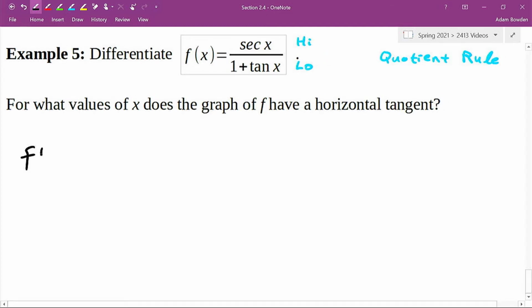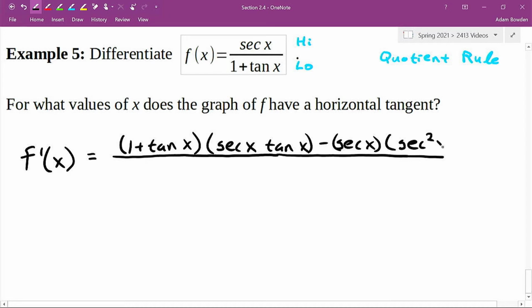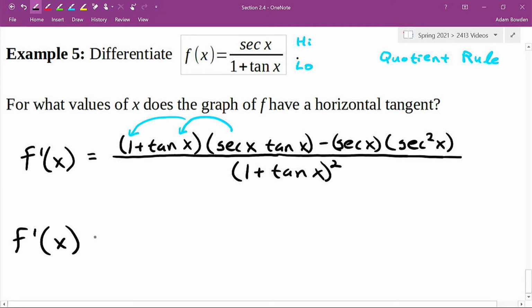So what we get here for f prime of x by the quotient rule would look like low, 1 plus tan x, d high. Derivative of secant is secant x tangent x, minus high, which is the secant x, times the derivative of the low, which is secant squared x, all over the square of what's below. Now what I'm going to do next is multiply through the parentheses here and rewrite it.